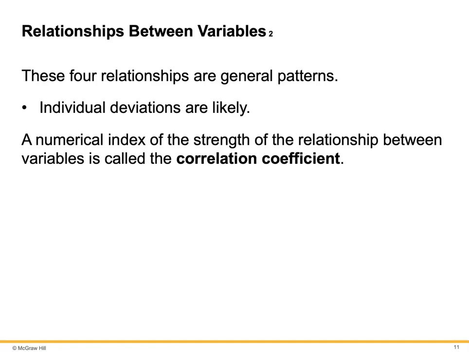So, in addition to knowing the types of relationships between two variables, it's also necessary to show the strength, how strong that relationship is. So we need to know the size of the correlation, how much oomph it has between the variables. Sometimes two variables are strongly related to each other and show little deviation from the general pattern. And other times, two variables are not highly correlated because many individuals deviated from that general pattern. And so a numerical index of the strength of relationship between variables is called a correlation coefficient.